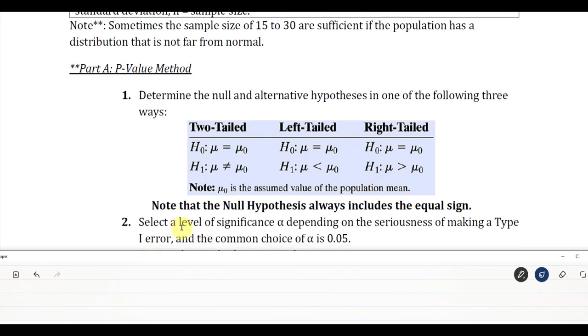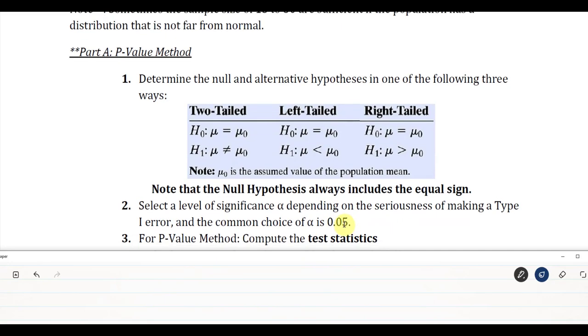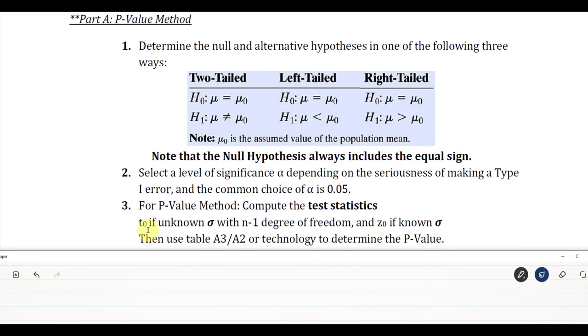And then we select a level of significance alpha, which is the type 1 error. It will depend on the seriousness of making the type 1 error. Now, the type 1 error is when we reject the null hypothesis when it is actually true. The common choice for alpha is 0.05, and this is normally given for you in the problem. And then for the p-value method, we are going to compute the test statistic T0.